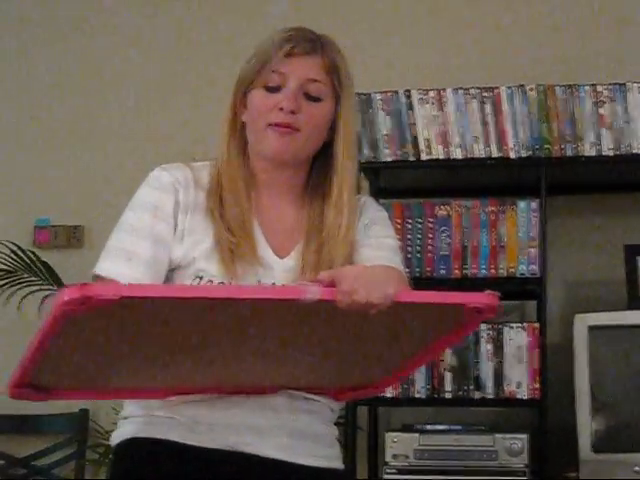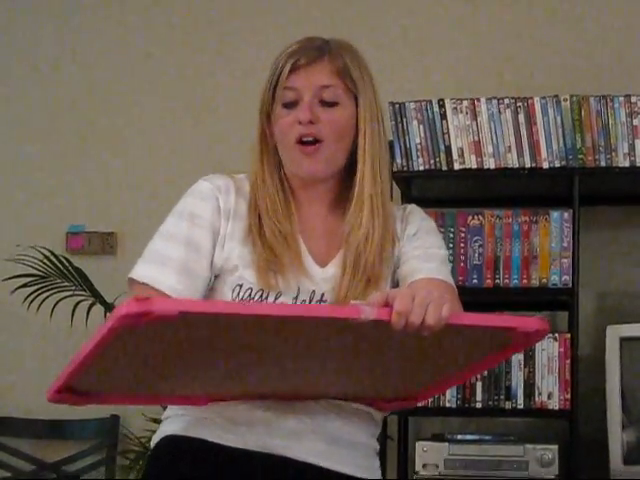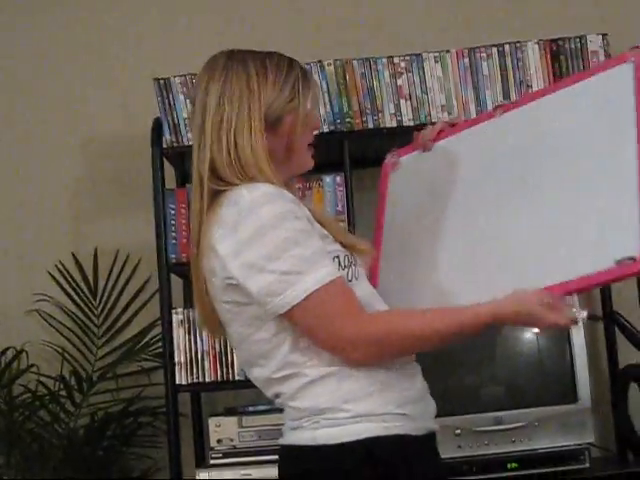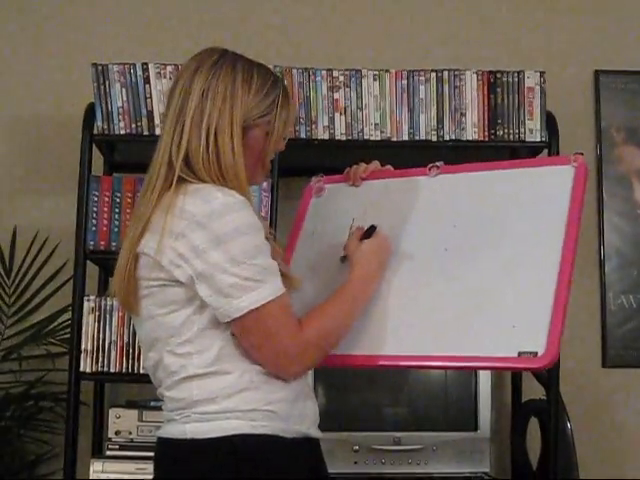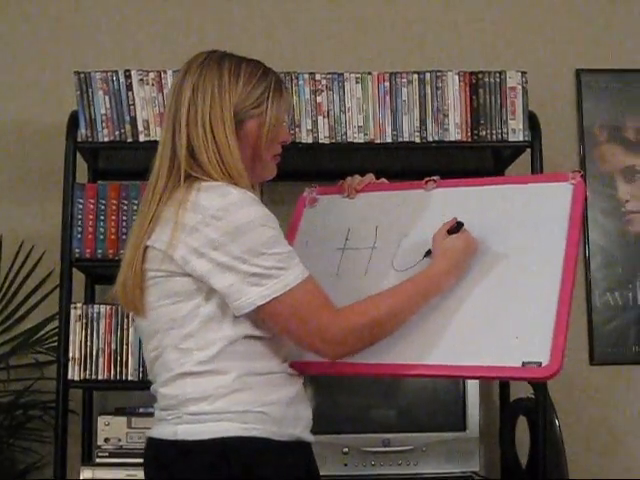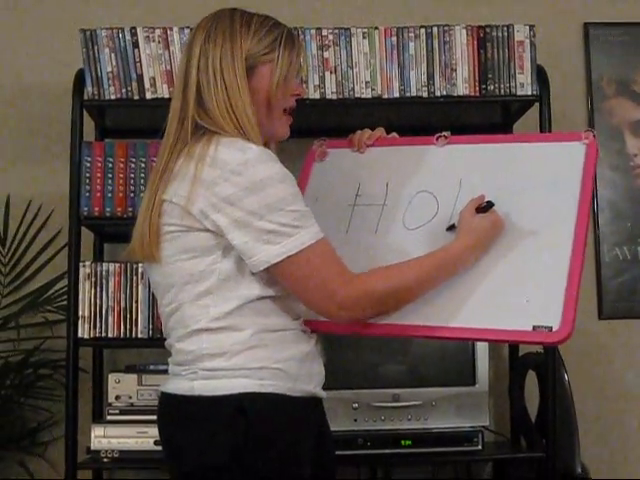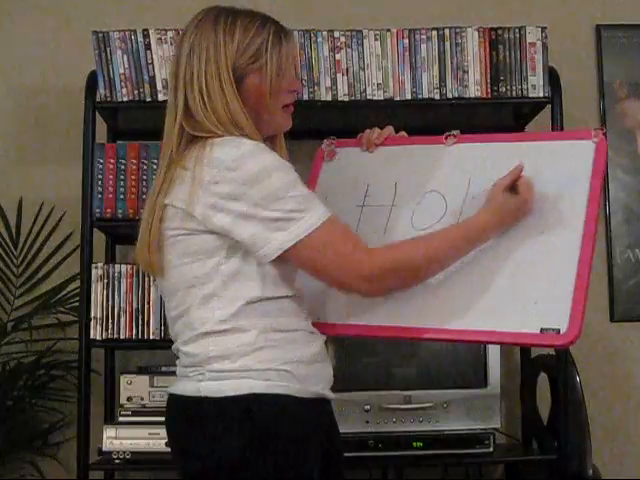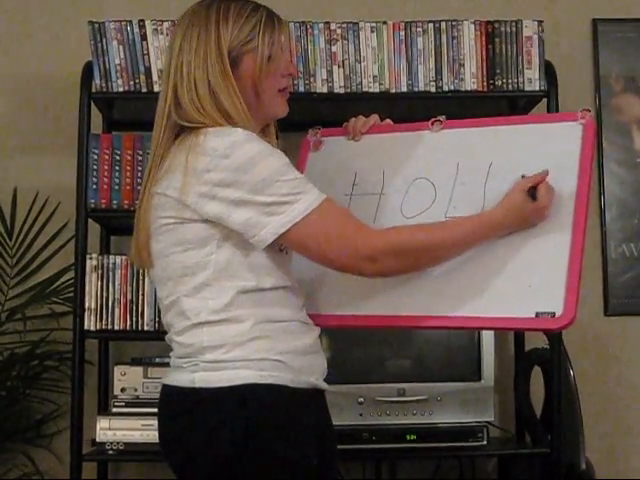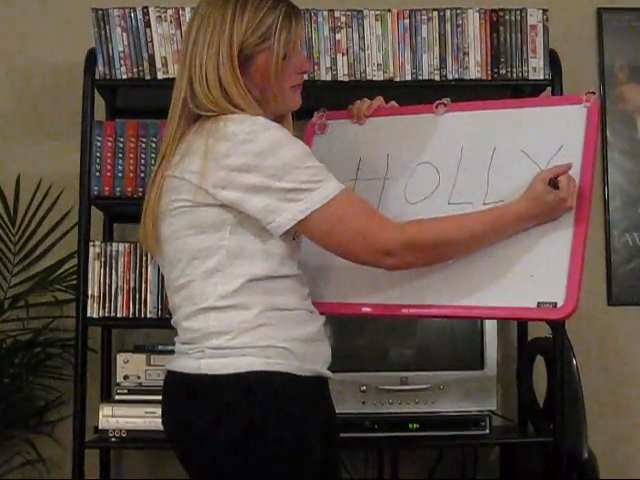This would be much more convenient to have a dry erase board that is on the wall and not one that you have to hold. But we'll try anyway. Okay, so let's spell Miss Holly's name. We have H, O, L. We're going to do all uppercase letters. L, Y.